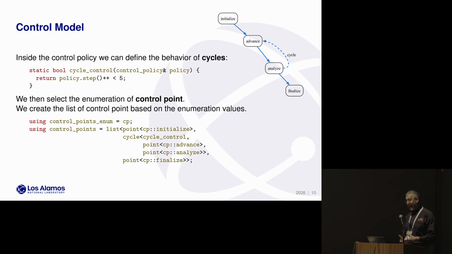Otherwise, we exit the cycle. So using that function, we're going to declare this 4-step process. Here we declare a FleCSI list, which contains a point for the initialized control point. It then contains a cycle, which is templated on cycle control, which says how to exit the cycle, and the 2 points that are dominated by that, advance and analyze. And then the final element of the list is the finalize point.